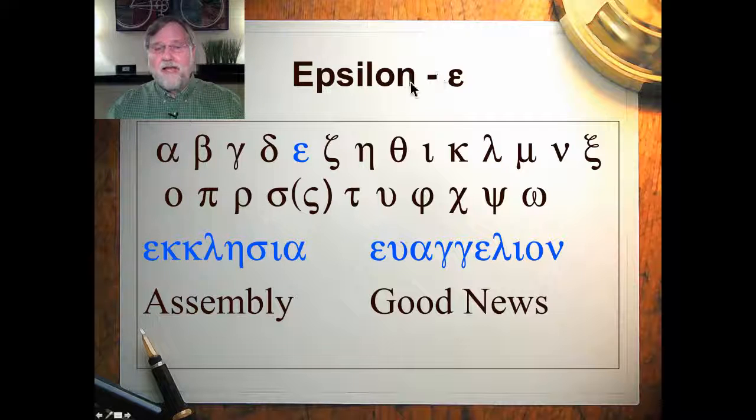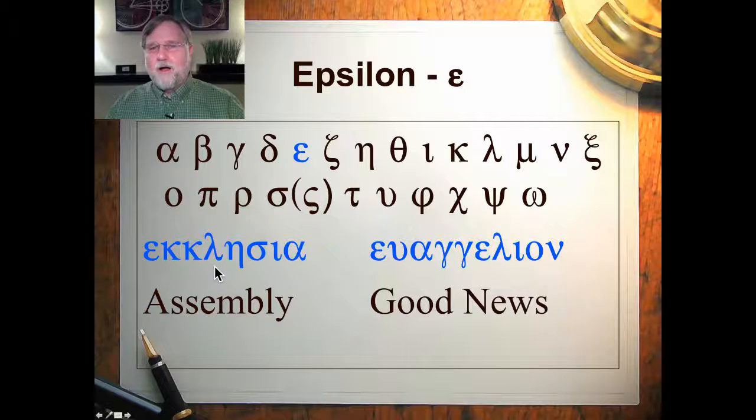I'll learn the letters alpha. So it's alpha, beta, gamma, delta. I'm sorry, epsilon. I told you wrong. This is epsilon. Alpha, beta, gamma, delta, epsilon, or E. Two words I'd like you to learn here. These are a little bit longer words. Ecclesia. And that means assembly.